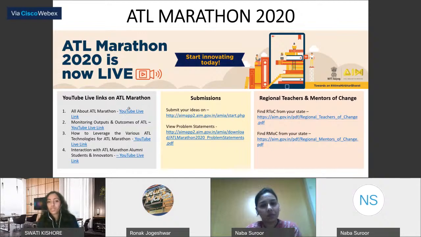Then there are questions on, if the ATL lab is not yet working and you're still in the fitting stages, then how can you enroll for the ATL Marathon? So we all know that even if a lab is set up right now or it is not set up, the access to ATLs is very difficult given the pandemic. You're not able to go to your school or innovate with the machinery and the equipment that you have there. So we are encouraging digital prototypes.